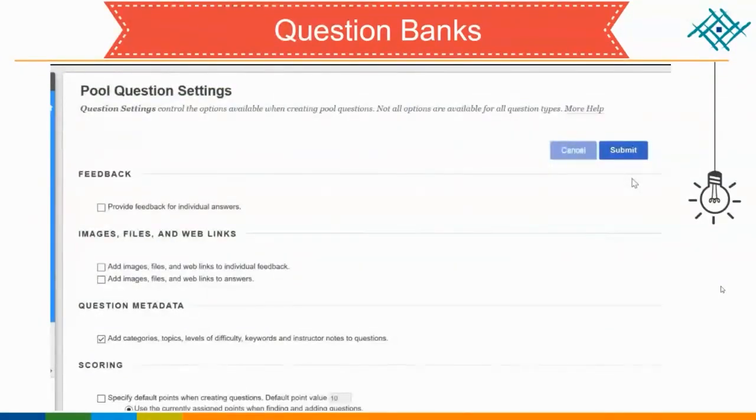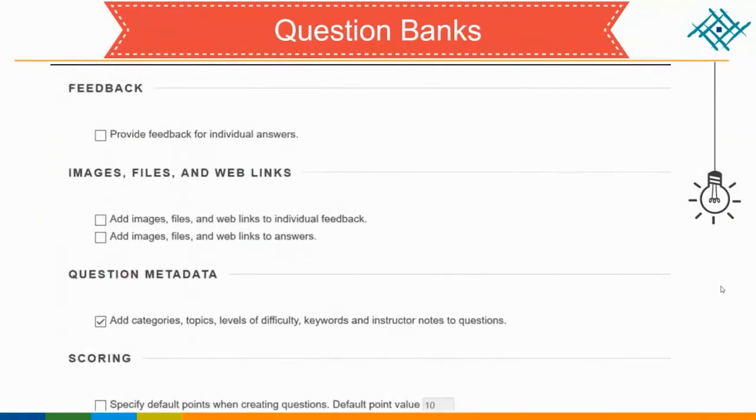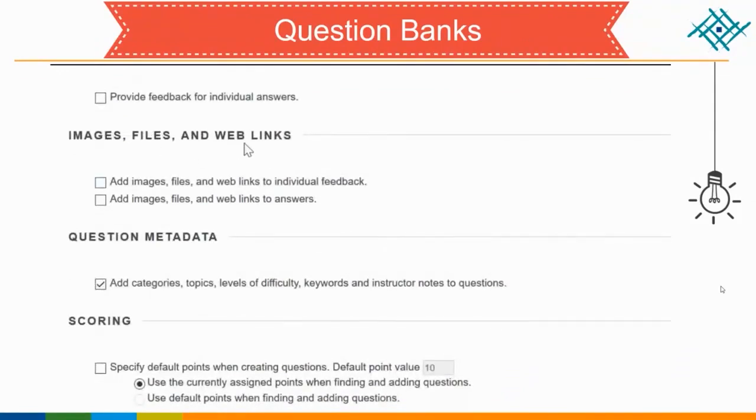Here we can set a number of defaults for what appears on the question page. For example, if we want to include feedback for each individual answer option, we can check this box here, or if not, we can leave this unchecked. The same goes for images, files, and web links. If we want to add an image, file, or a web link to each individual answer option, we can do that here.